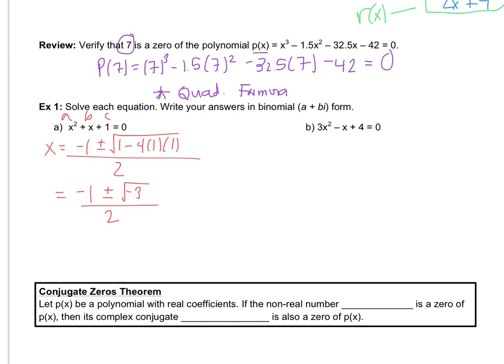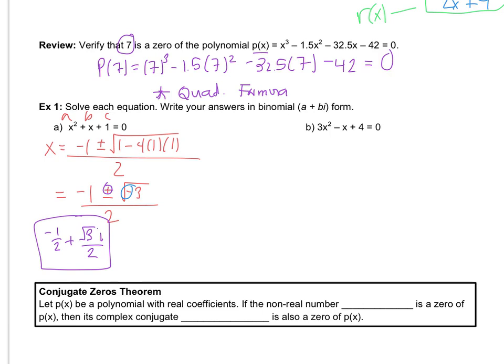But we also know that the square root of negative 1 is i. So when we write our two zeros for this, if we want both the positive and the negative, the positive zero would be negative 1. Well, we're going to write our answers in a plus bi form, so I'm going to split up my fraction here. Negative 1/2 plus the square root of 3 times i over 2. That's one solution.